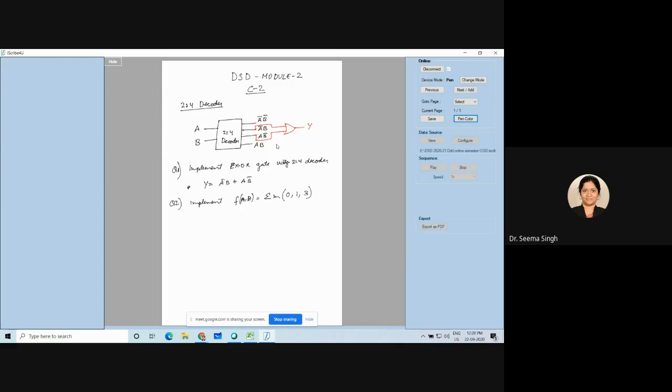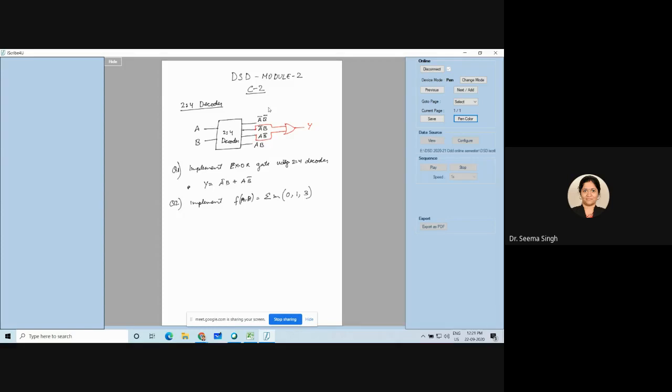How do you do it? Now, first we need to simplify the equation. You will simplify the equation of 0, 1, 3. And then depending upon the simplified terms, we'll use the decoder. No, it's not like that. It is very direct here. That is why everybody likes to use a decoder.